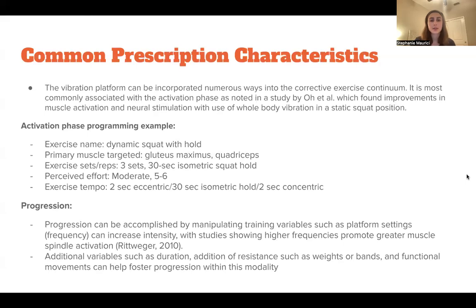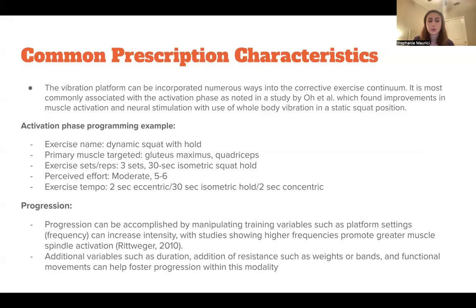So some common characteristics of the prescription for using the vibration platform modality. It can be incorporated in different parts of the corrective exercise continuum, but it seems to be most commonly associated with the activation phase, which was noted in a study I have listed here, which found improvements in muscle activation and neural stimulation with the use of a whole body vibration platform in that static squat position.